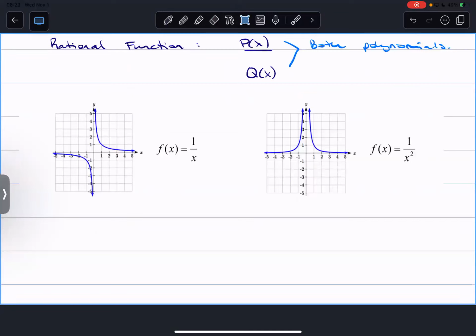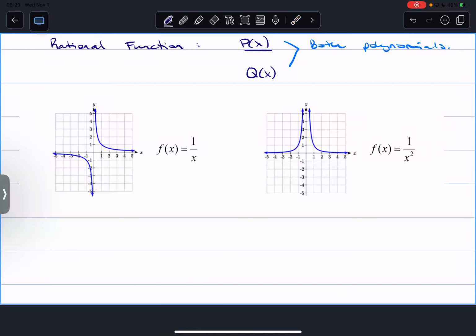So if you have something where p of x is degree n, and q of x is degree n plus 1, right? What's going to happen in the long run is it's going to approach 1 over x, right? Because you've got one more x degree in the denominator than you do in the numerator. And so overall for the long run behavior, you get something that looks like this.